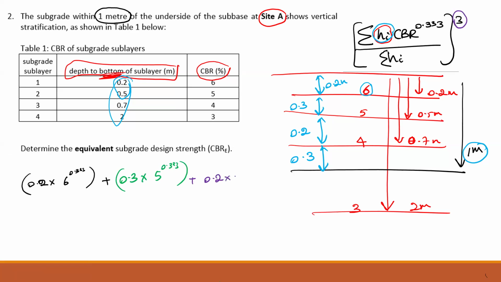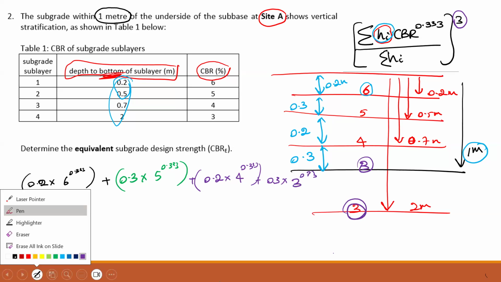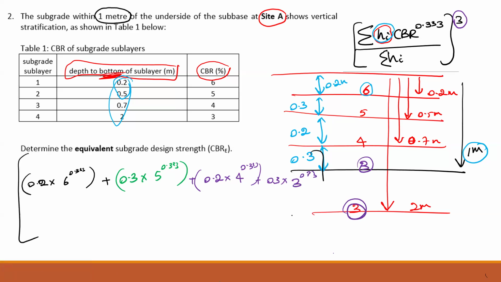0.2 times 4 to the power of 0.333. Then we have 0.3 times 3, 3 to the power of 0.333. Am I right? Then you need to divide by the total thickness. We are considering 1 meter, so the sum of HI is 1, and you need to take the whole thing to the power of 3. When you put these numbers, what do we get?